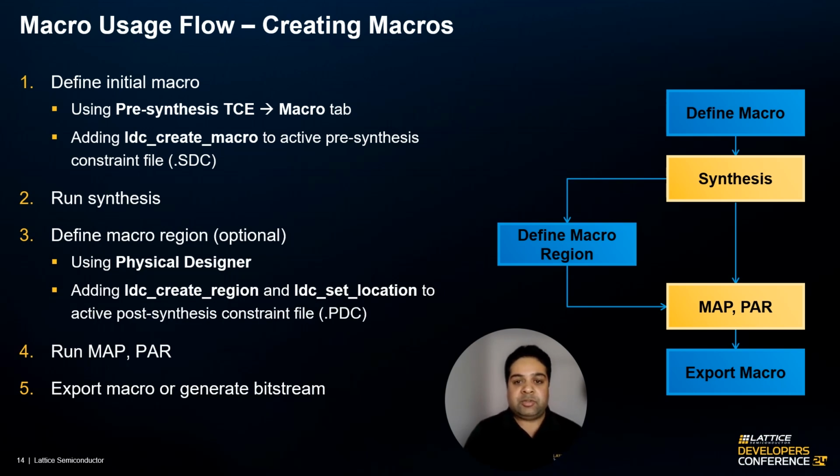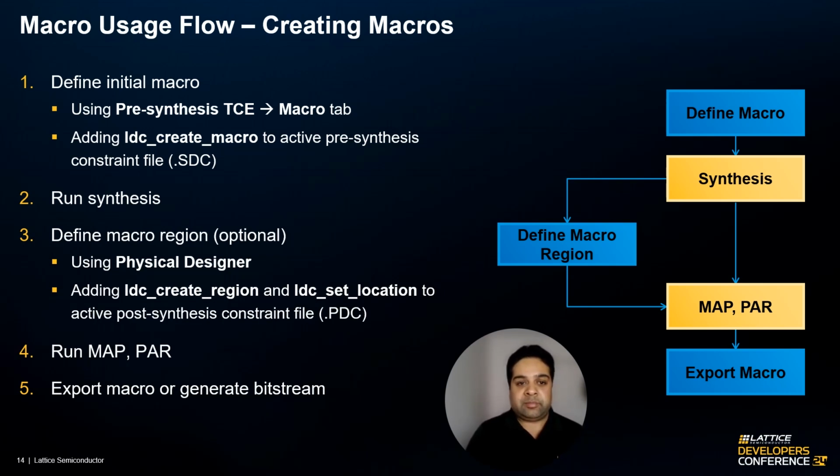This can be done using the physical designer by creating a macro region if needed. You can also add constraints such as LDC create region and LDC set location constraint to the active post-synthesis constraint file manually. The fourth step is to run map and par process. In this stage, you will execute the map and the place and route process to finalize the macro.